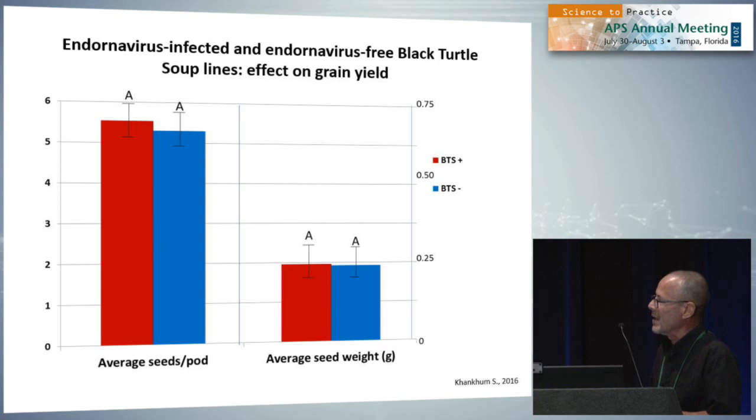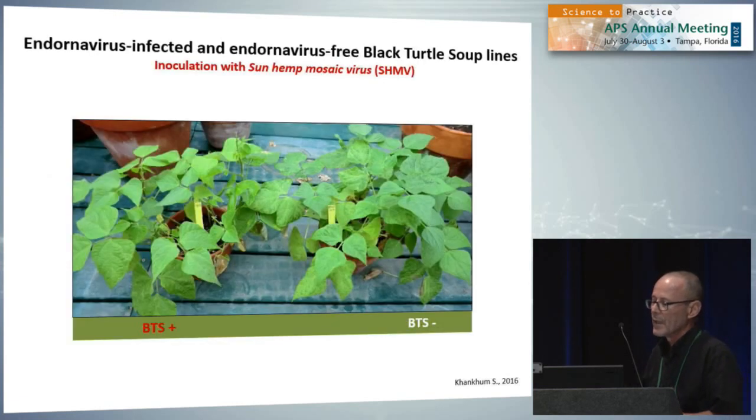My student, Susara Cancun, who just finished his PhD, did some work on these comparative studies too. And as you can see, there is essentially no effect on grain yield. We did greenhouse and outside experiments on this. We did inoculation of these two lines with different plant viruses, and I'm going to illustrate that only with one of those, Some hemosaic virus. Essentially, the symptoms are very similar, maybe a bit more severe on the negative line.